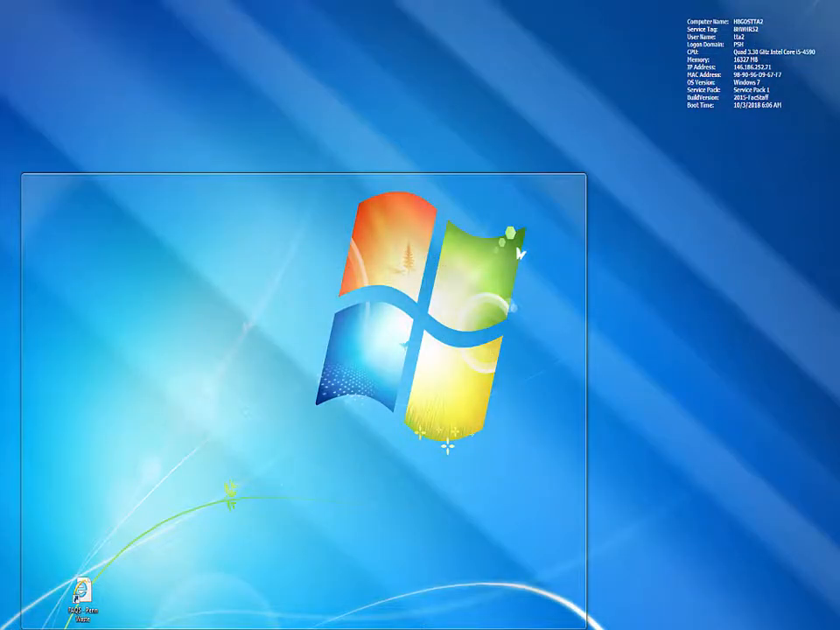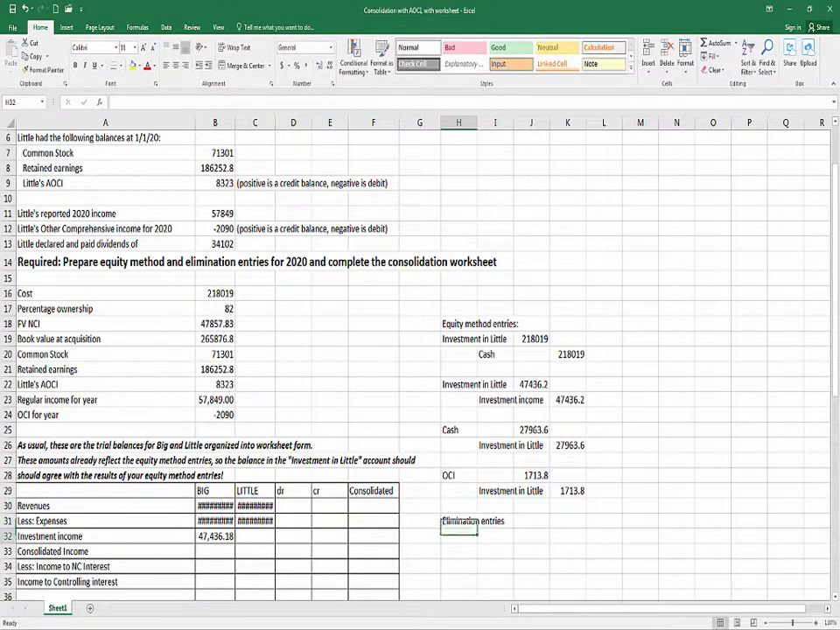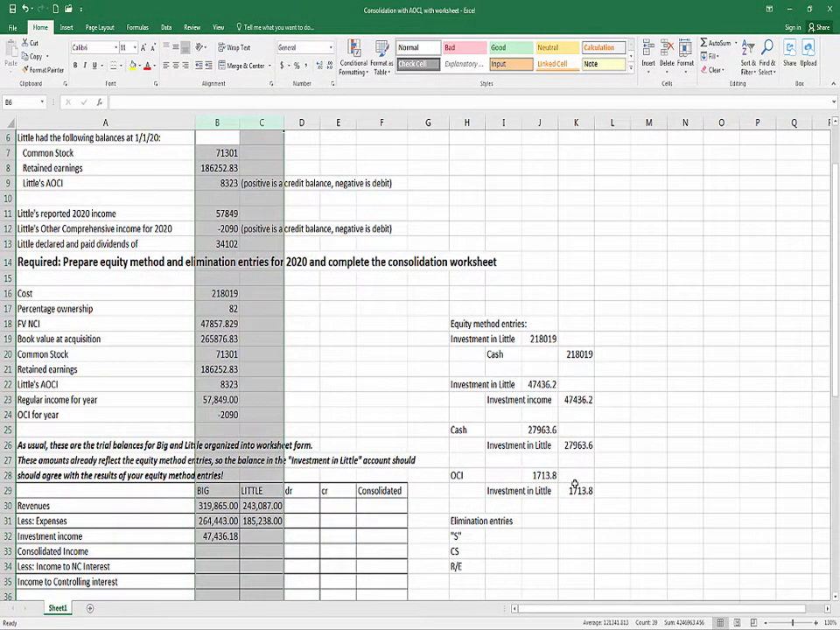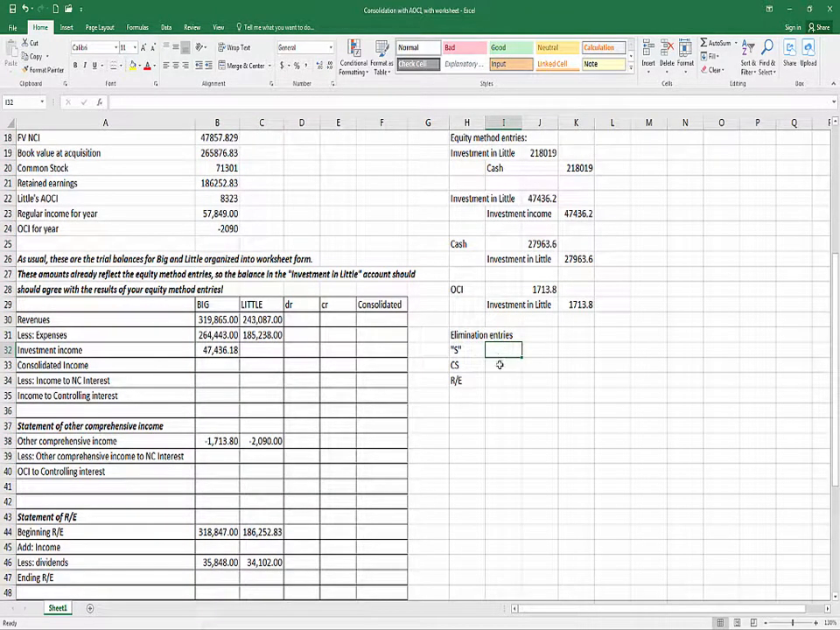Okay, our elimination entries. As before, we have our S entry, eliminating common stock, retained earnings, and we also need to eliminate the beginning of year accumulated other comprehensive income. Let me make these a little bit wider. So beginning of year common stock is that. Beginning of year retained earnings is that. Beginning of year AOCI is a positive or a credit balance. So to eliminate that, we're going to debit AOCI.